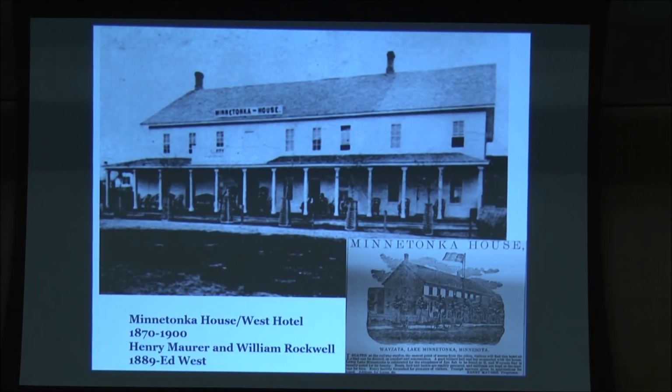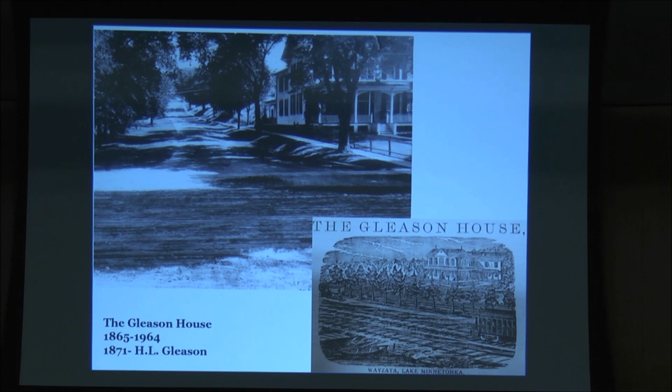Well, in Wayzata, some of the early things to happen as we're starting to get into the 1870s is the Minnetonka House, which we mentioned already, and it stood until about 1900. It was also called the Mauer House, which is the name of the man that built it first, and eventually it was known as the West Hotel. And its nickname was the Barracks Hotel because it was a long rectangular building that kind of looked like a barracks type building. Picture in the lower right is an ad that was consistently run of it.